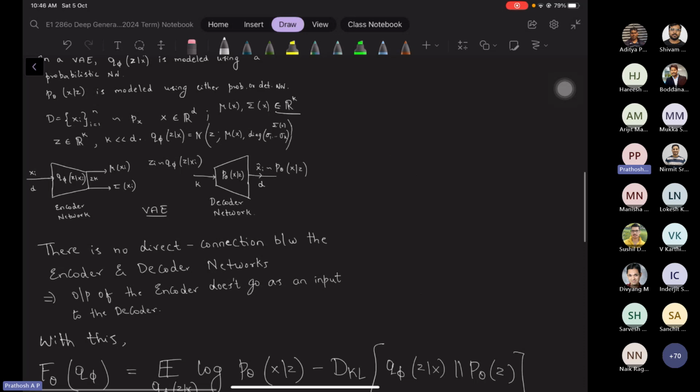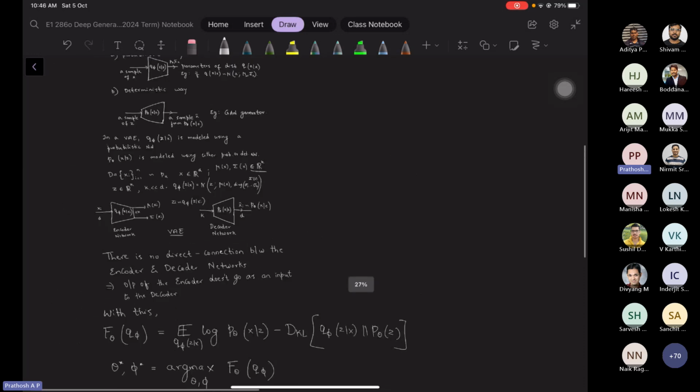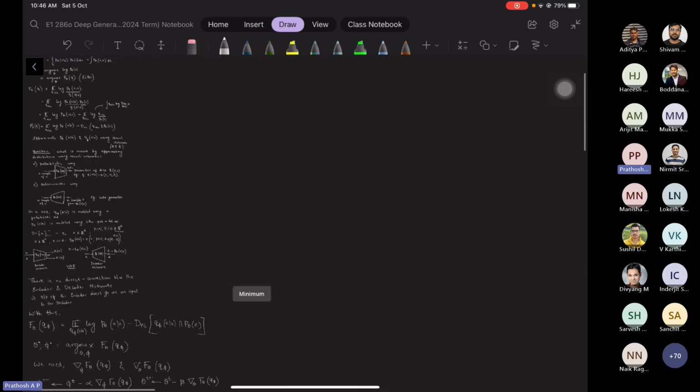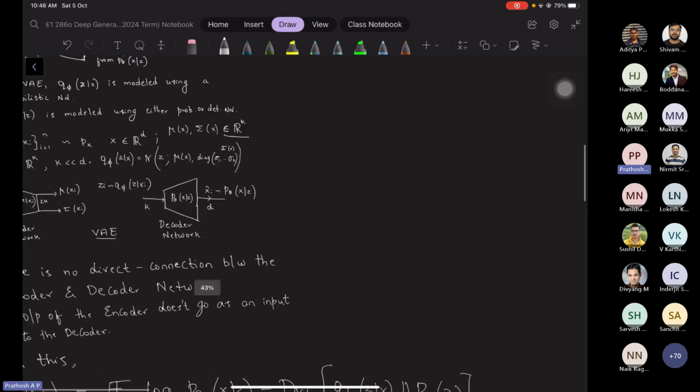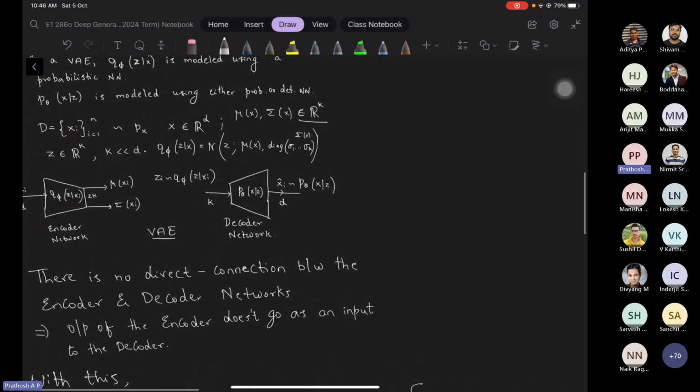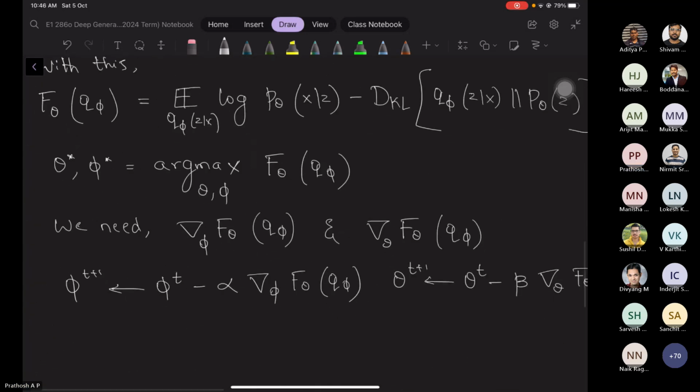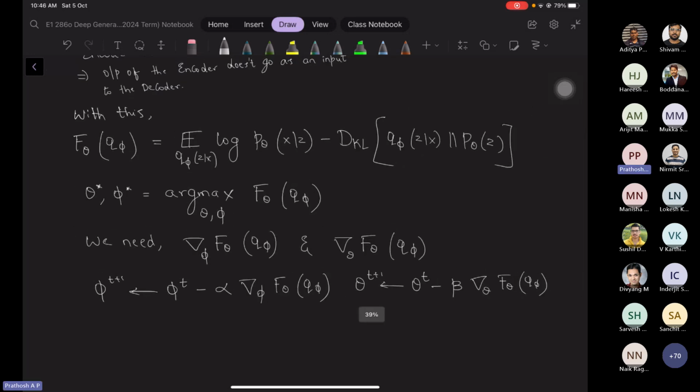I think somehow the page sizes are going haywire. I should not zoom out and zoom in arbitrarily. Yeah, let's keep it this way.